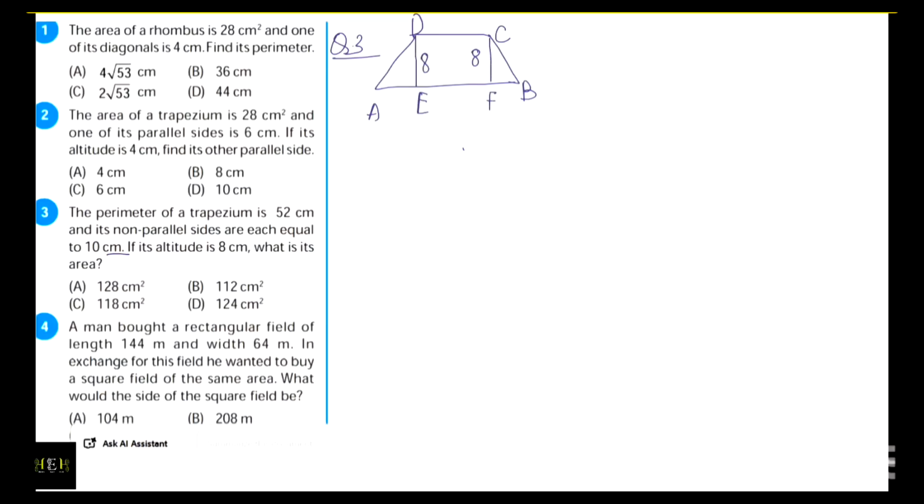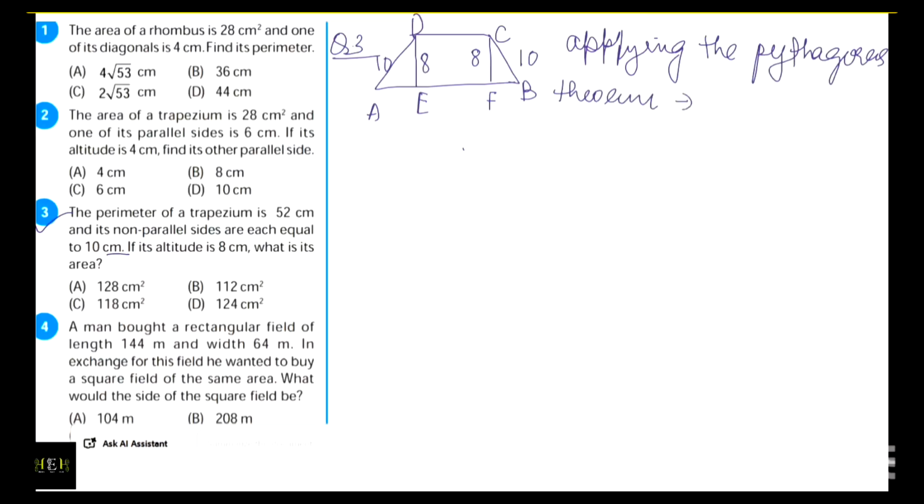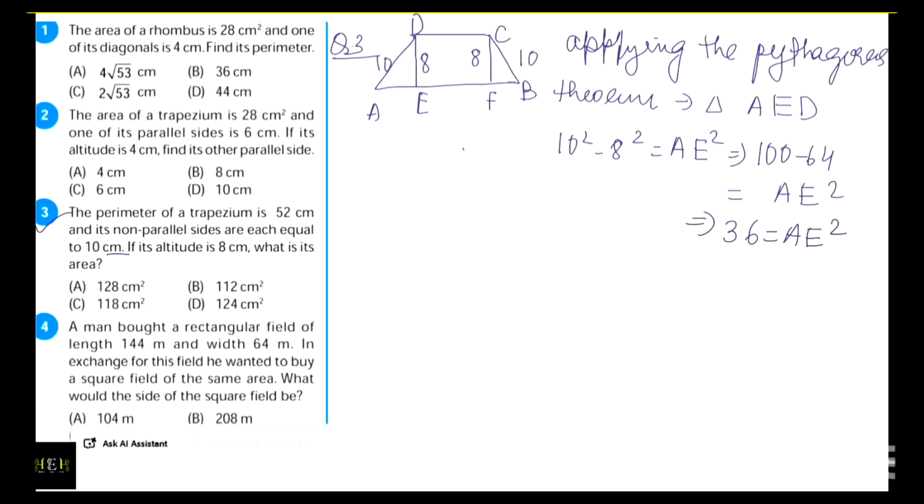Now what are the things they have given? Altitude is 8. Non-parallel sides each equal to 10. So if I apply the Pythagoras theorem, see, if these two triangles are the same, then the values will be the same, so I'm not proving it. Applying the Pythagoras theorem, where should I apply it? In triangle AED. So what I will get: 10 square minus 8 square is equal to AE square. This implies that 100 minus 64 is equal to AE square. So 36 is equal to AE square. So AE is equal to 6 centimeter.